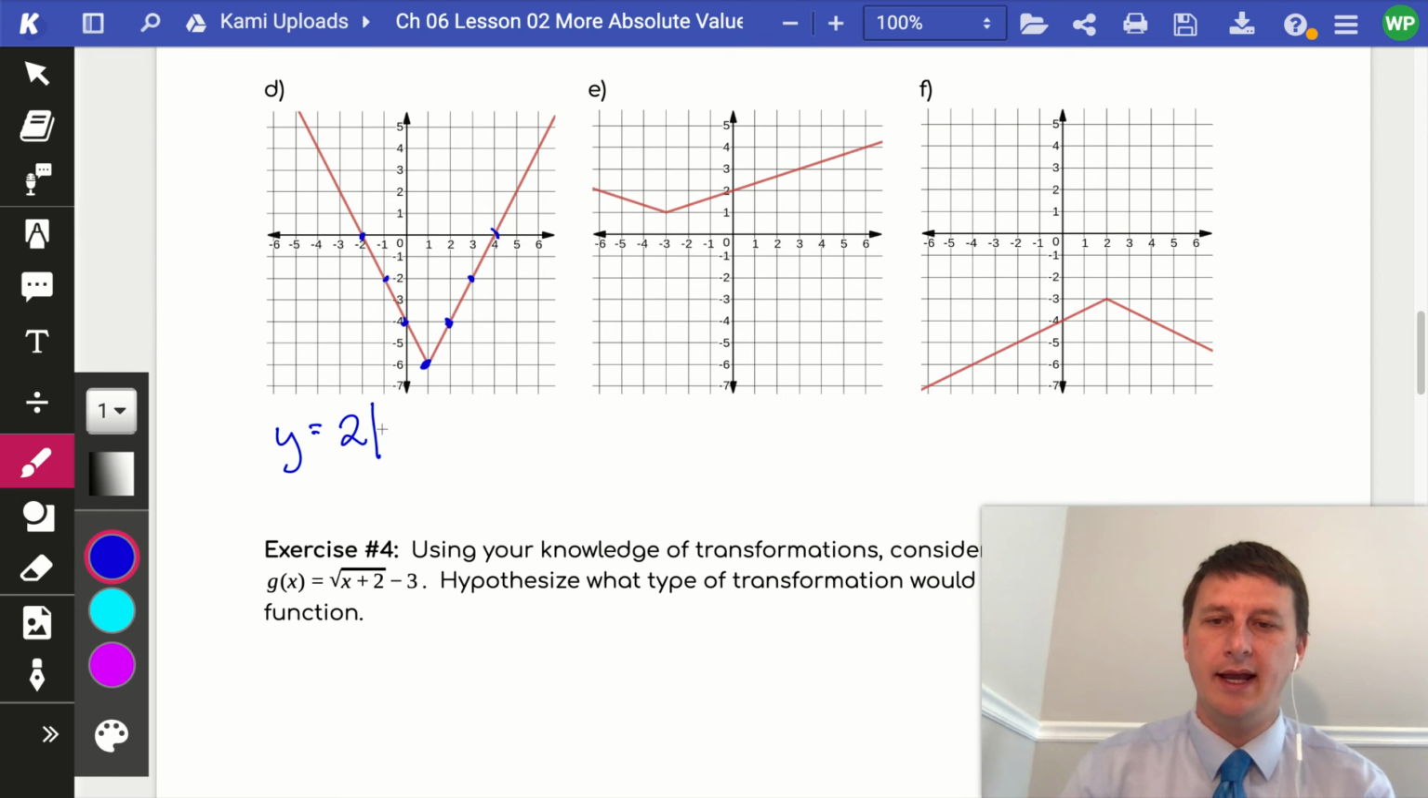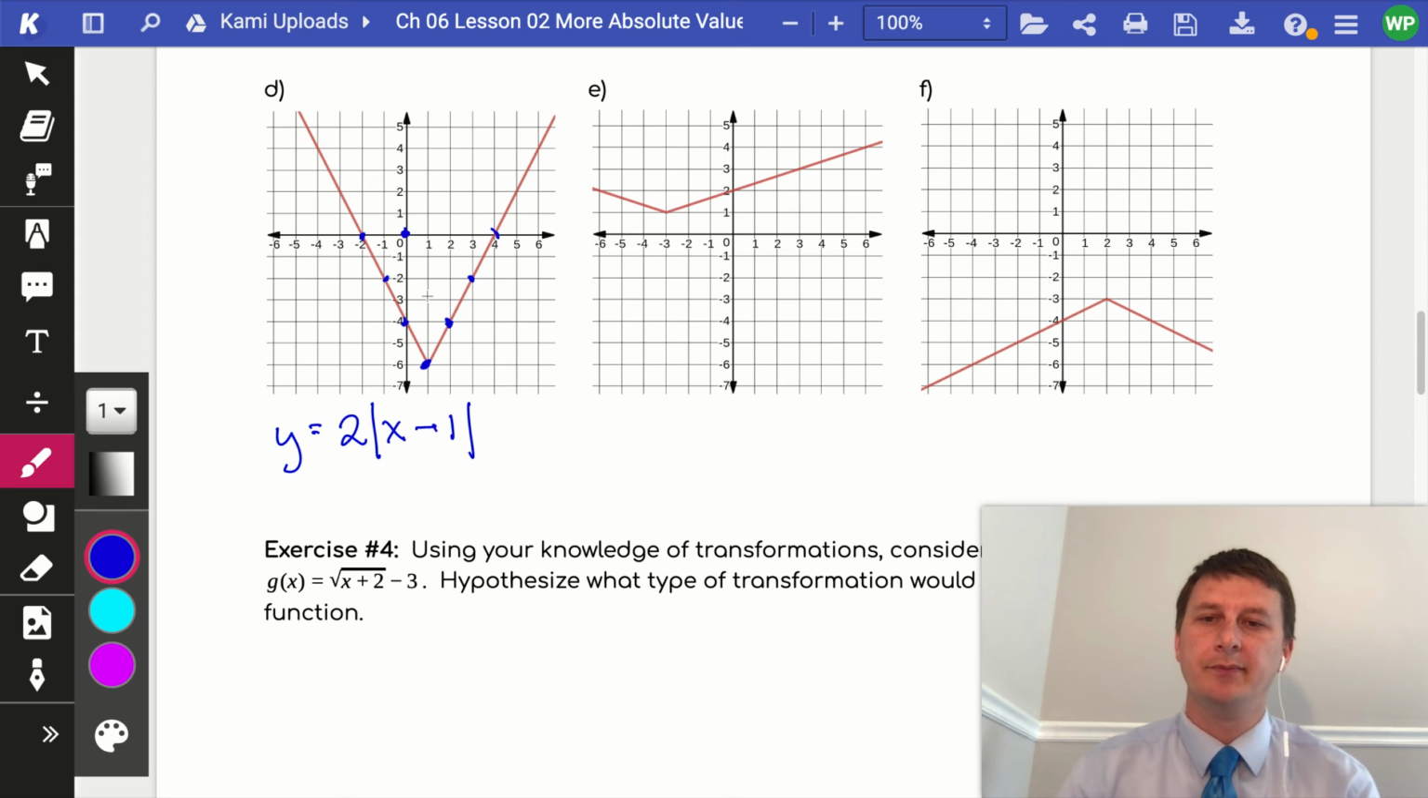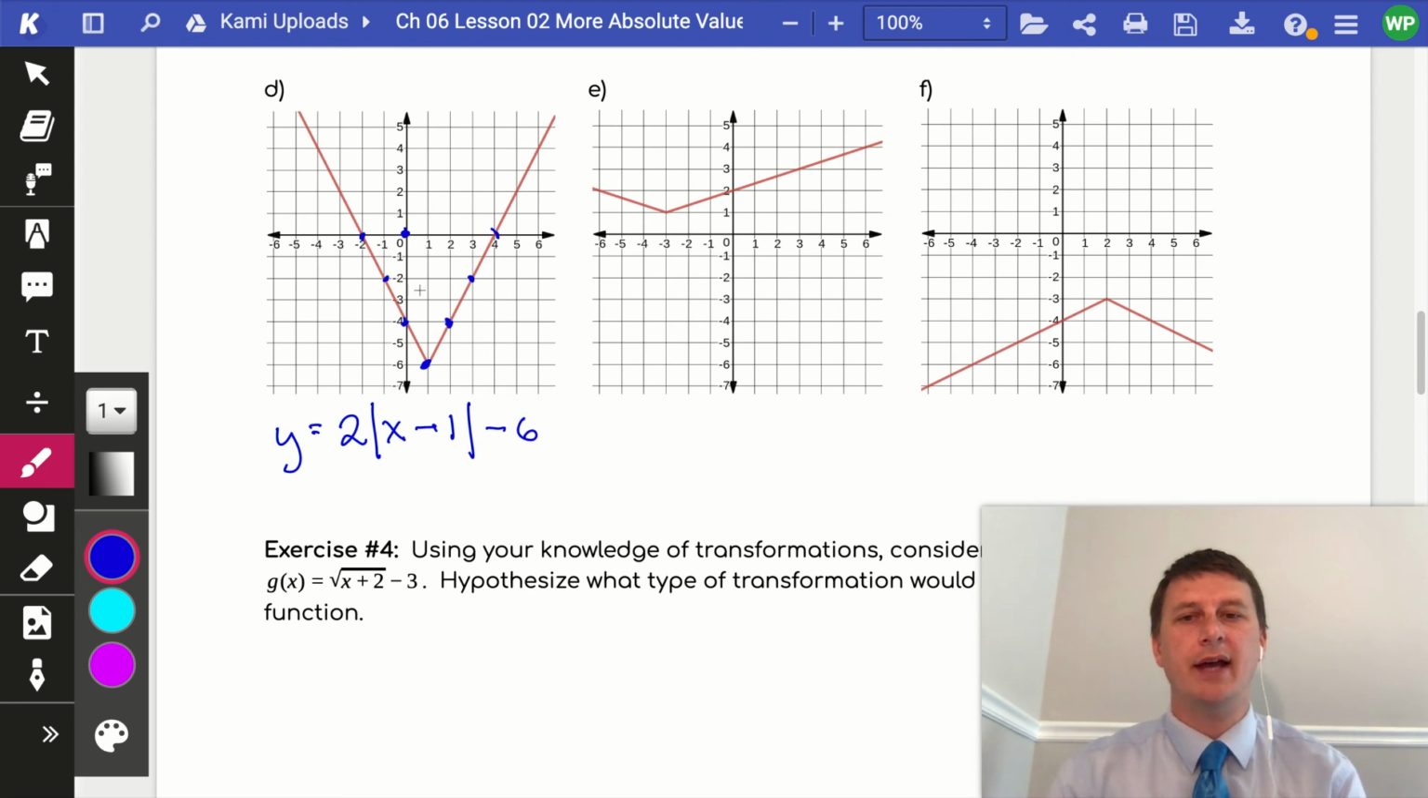Okay, now let's see where our vertex has been shifted from the origin. It looks like we have to go right 1 unit to get to our vertex. And recall that to shift right, we have to subtract inside, 1, because we're shifting right 1 unit. But then we go down 1, 2, 3, 4, 5, 6 units. And to shift down, we have to subtract 6 on the outside of the absolute value.